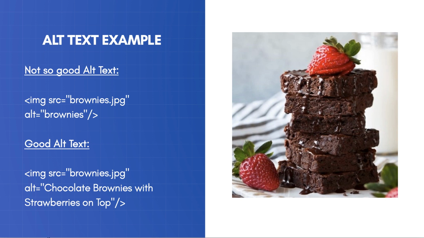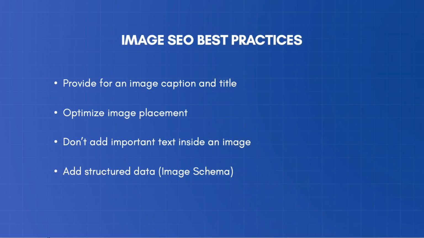Some other tips to take into account when using images in your content are: provide an image caption and title. Besides the alt text, search engines can use the image title and caption to better understand the subject matter of your image, so it is necessary to provide them with these values.